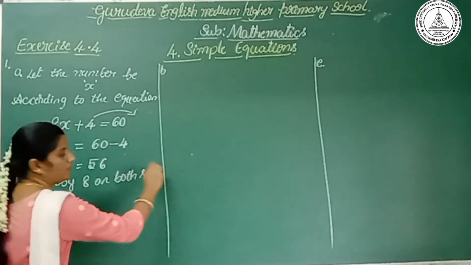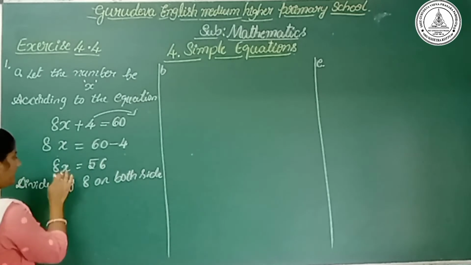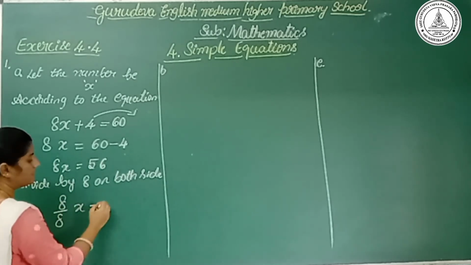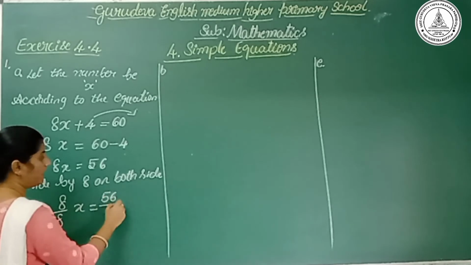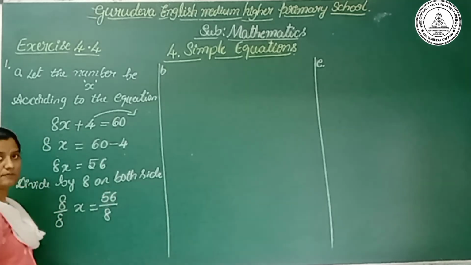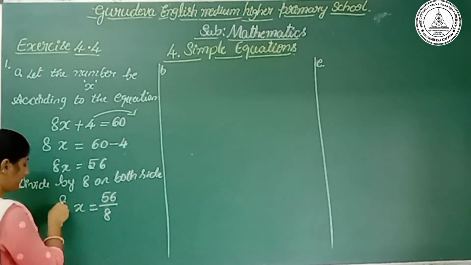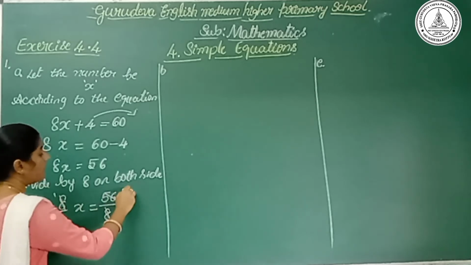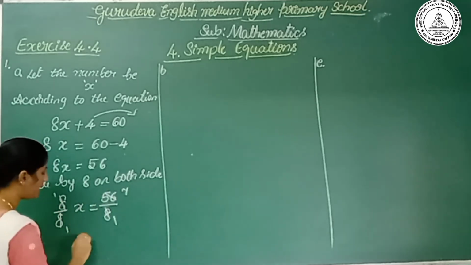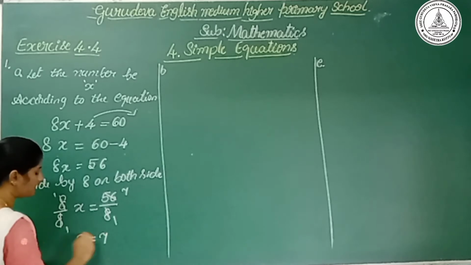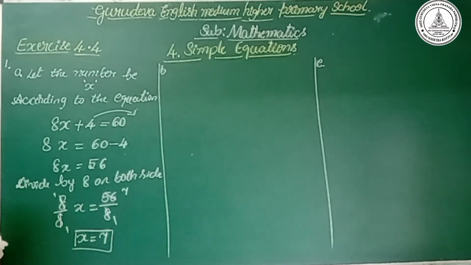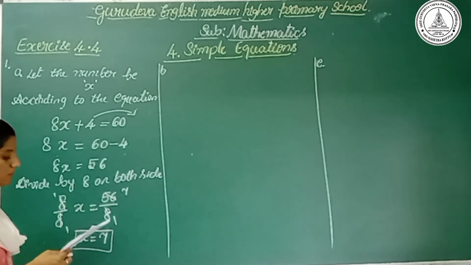Divide 8 on both sides. Then what we will get in the LHS is 8 divided by 8 into x is equals to 56 divided by 8. Okay, then simplify here. 8 ones are 8, 8 sevens are 56. Then what is the value of x here? The value of x is equals to 7. Clear? Yes, with the same, let's go to solve statement number 2.